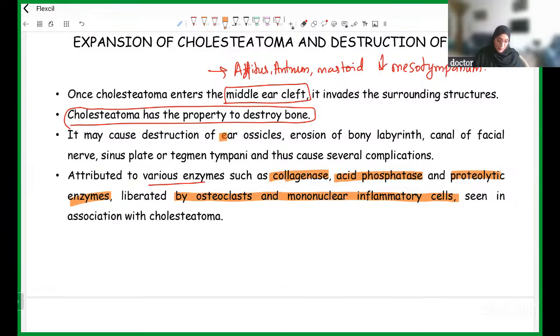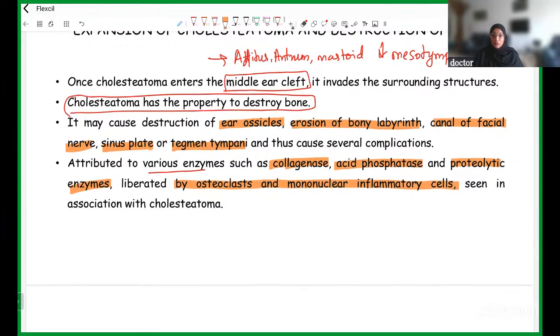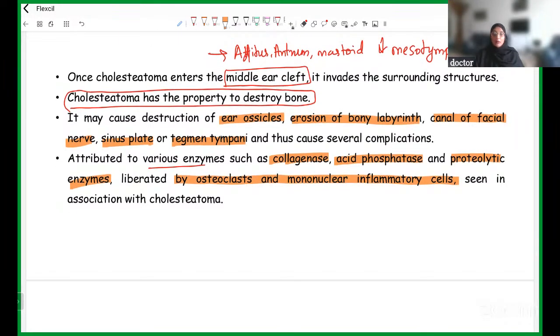Okay, it can destroy ear ossicles, it can destroy the labyrinth, it can destroy the canal of the facial nerve and can lead to facial palsy, it can destroy the sinus plate and tegmen tympani, and cause complications respectively. So this is how the cholesteatoma expands and it will lead to destruction of bone. Now coming to the other topic that we have, chronic otitis media. So we now know the definition of cholesteatoma, origin of cholesteatoma, classification of cholesteatoma, right? And we know how the cholesteatoma expands and how it destroys a bone.